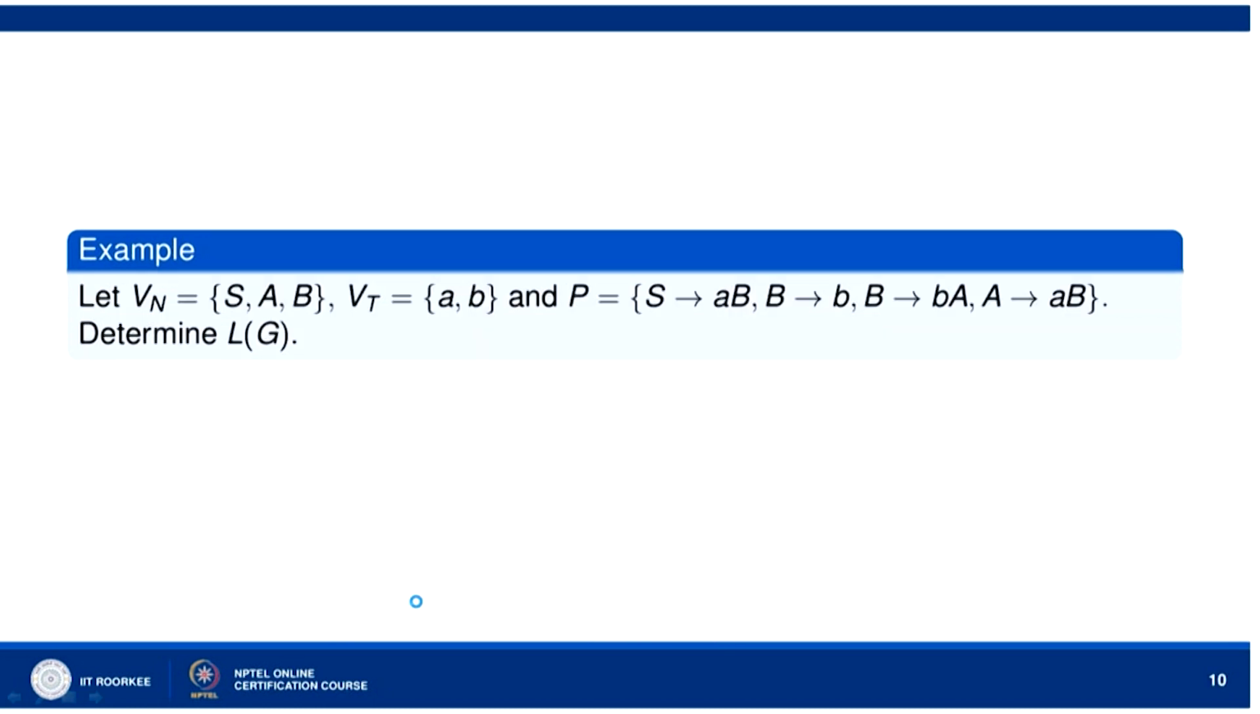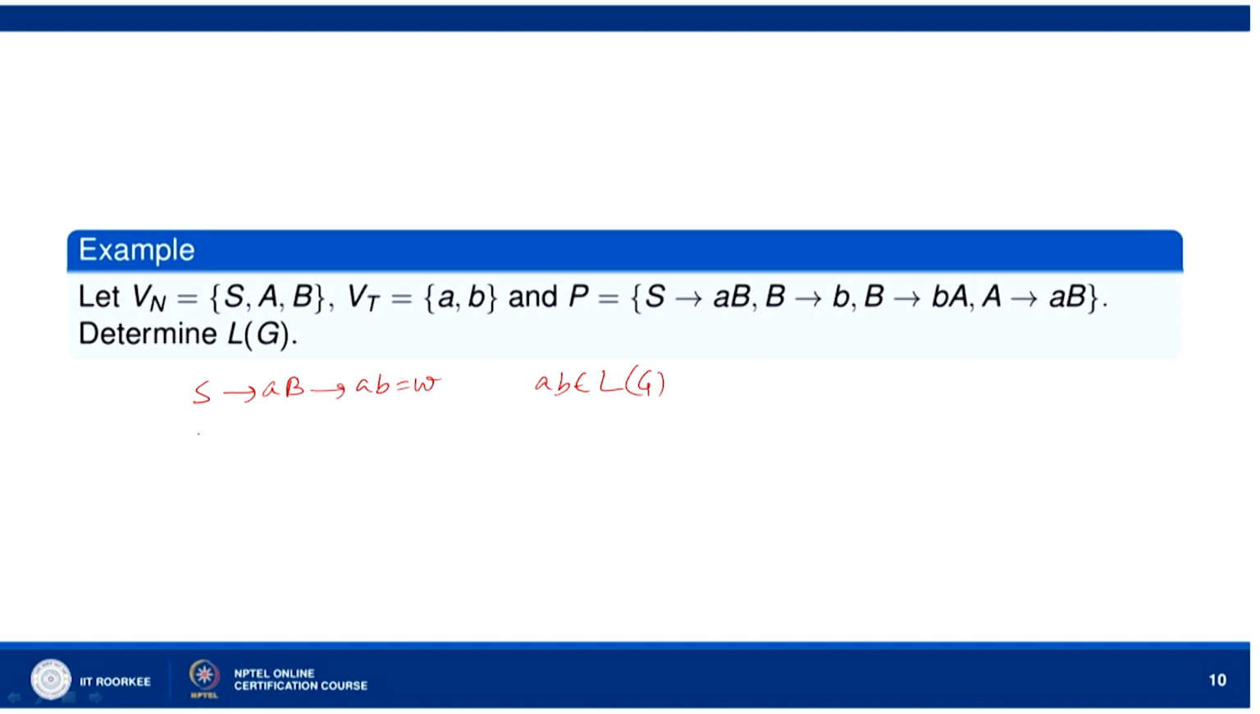Now, let us see another example. Let Bn be equal to {S, A, B}, Bt equal to {a, b}, P is the set of productions: S goes to AB, B goes to b, B goes to BA, A goes to aB. Then let us see what is LG. So, S goes to AB. Now, if I replace B with b directly, I will have Ab. So, ab belongs to LG, because ab is obtained from S by a finite sequence of production rules.